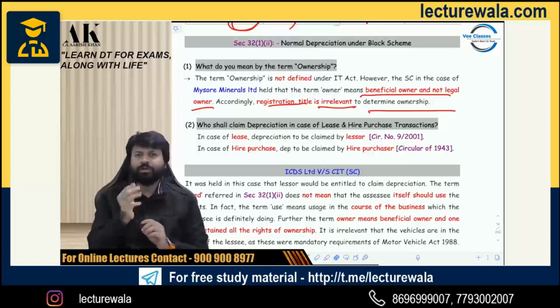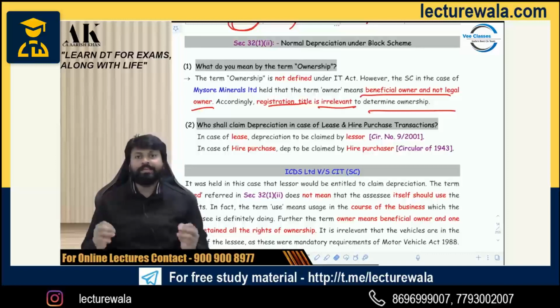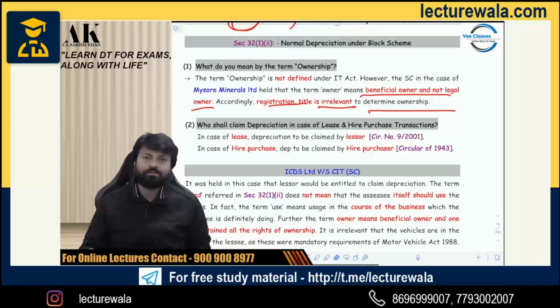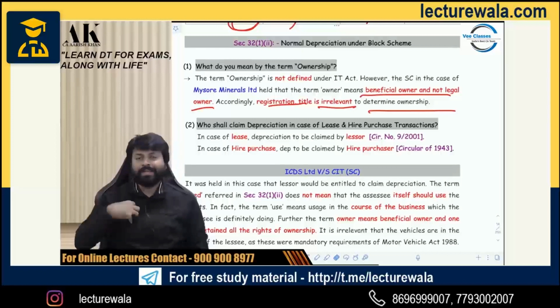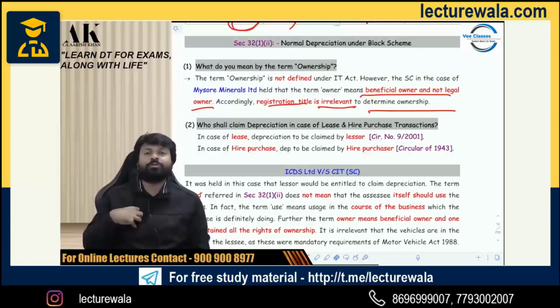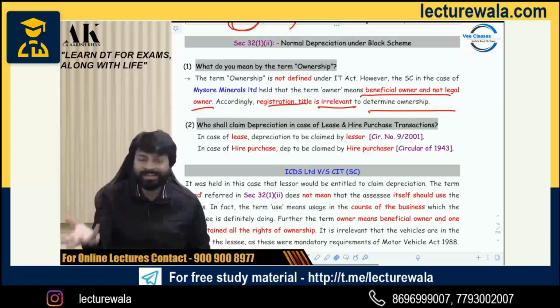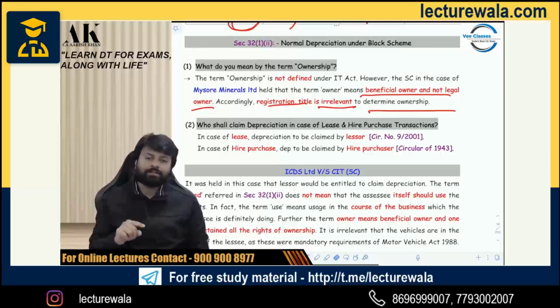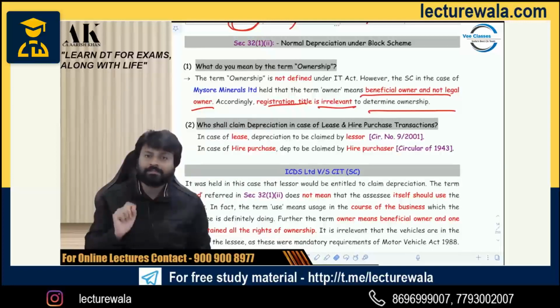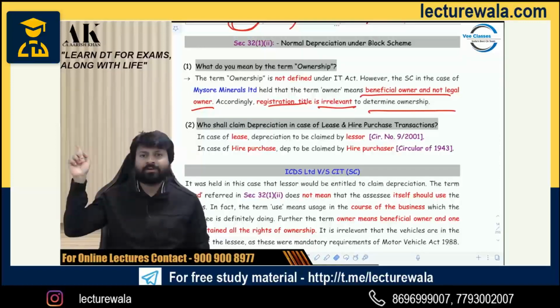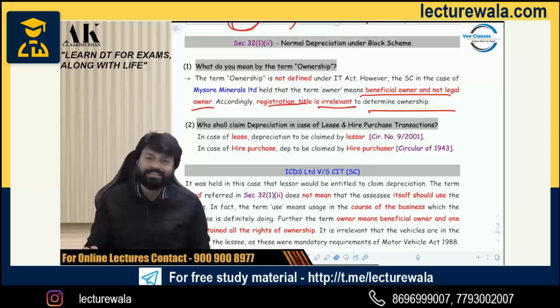Now, coming to two small things. In case of lease transaction, who will claim depreciation? The government has said in a CBDT circular that in case of lease transaction, it is the lessor who will claim depreciation. The person who is giving the asset on lease, that person will claim depreciation. It has been explained through a CBDT circular in 2001. Now the next question is, in case of hire purchase transaction, who will claim depreciation? In that case also, CBDT has given a circular long back in 1943.